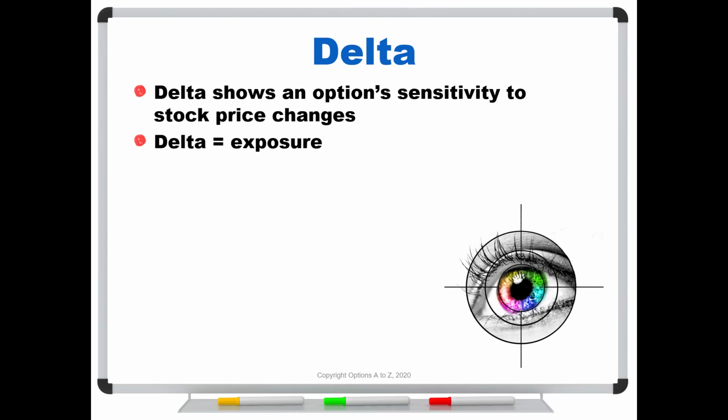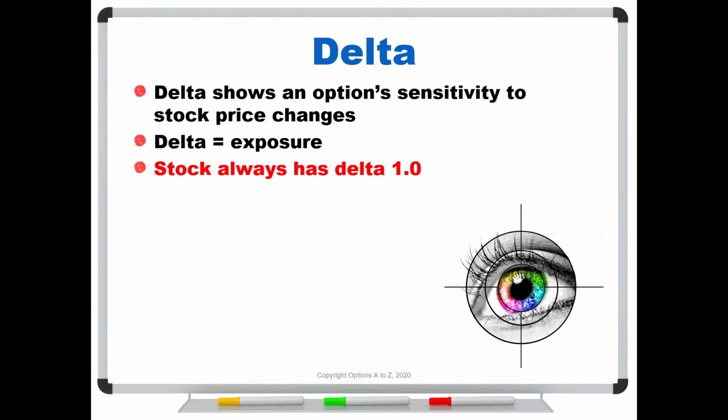So you want to think of delta as your exposure. How much exposure do you have in terms of risk? Is it a big risk if the stock price rises a dollar or falls a dollar? How much is that going to change your profits or losses? That's what we mean by exposure.